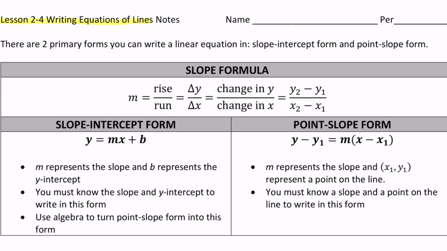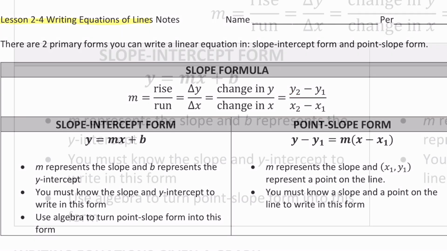But before we use these two equations, we need to know the slope formula. The slope formula is m equals the rise over the run, which is basically the change in y over the change in x. Or in other words, y2 minus y1 over x2 minus x1.